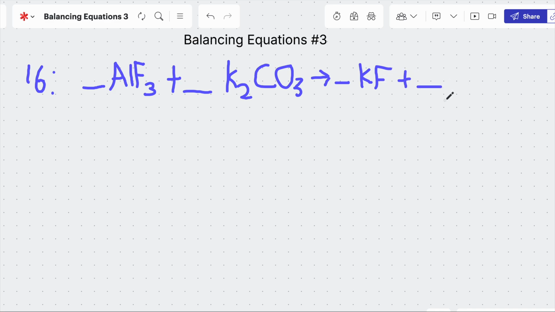plus aluminum carbonate, Al2, parentheses, CO3, with a 3 outside. Awesome.